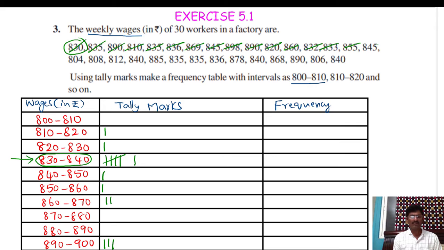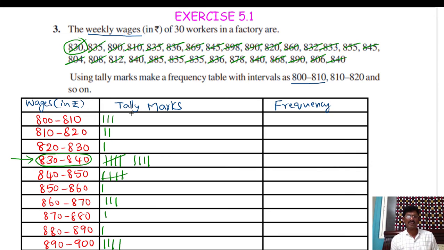855, then 845, then 808, 812, 840, 885, 835, 835 again, 836, 878, 840, 868, 890, 806, 840 again. 840 belongs to the 840 to 850 class. In this we already have 4 tally marks. So to put the fifth one, we draw a cross line like this.